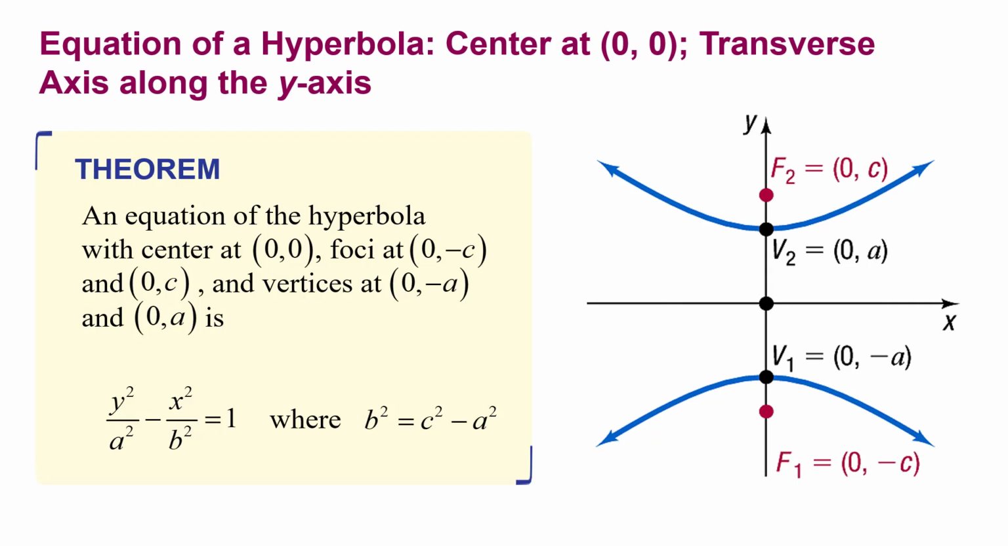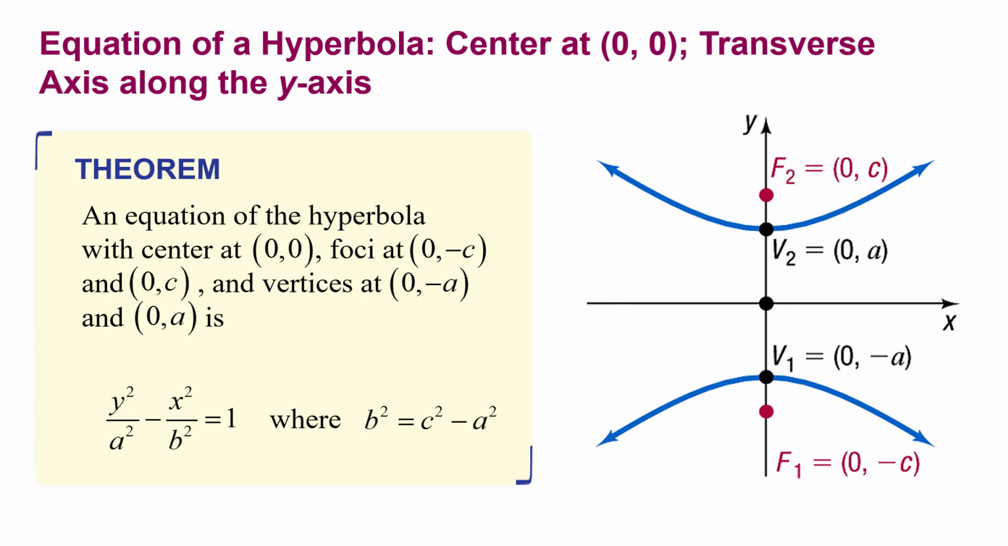Now on this slide, we present the equation of a hyperbola with center at the origin and transverse axis along the y-axis. And the theorem states an equation of the hyperbola with center at (0, 0), foci at (0, -c) and (0, c), and vertices at (0, -a) and (0, a) is y squared divided by a squared minus x squared divided by b squared equals 1, where b squared equals c squared minus a squared.